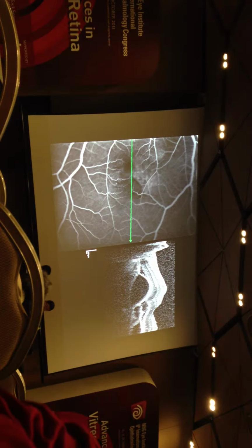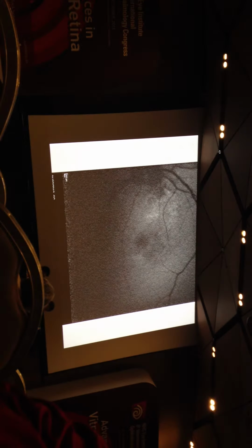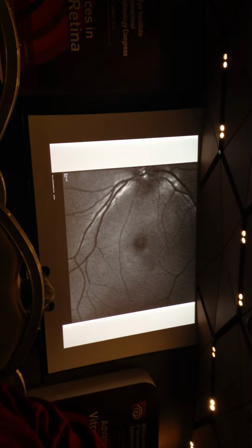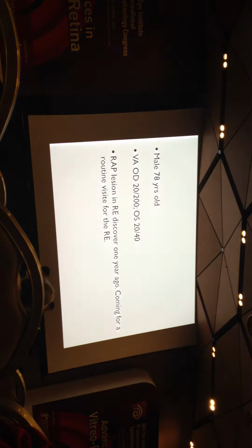So here is the situation with the OCTs. Sorry for the quality of the images, but you see it was quite a disaster.